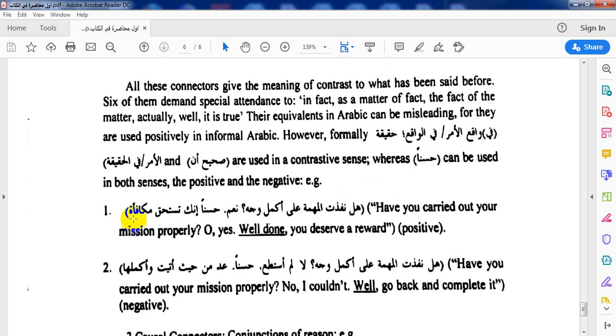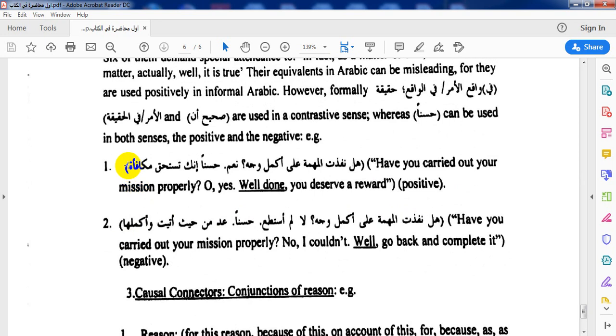So we have here two sentences. Have you carried out your mission properly? Oh yes. Well done. You deserve a reward. So well here is used positively. هل نفذت المهمة على أكمل وجه؟ نعم حسنا إنك تستحق مكافأة.